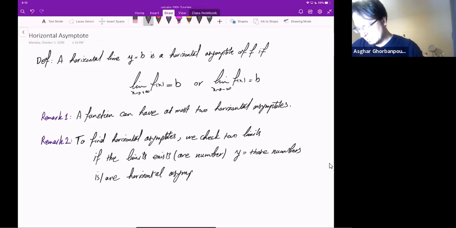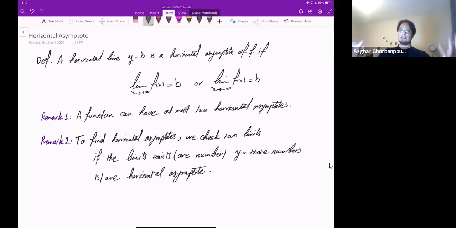It's not like the vertical asymptote. In the vertical asymptote, you have to find the candidates for x and then find the limit as x goes to a, and then you may have infinitely many vertical asymptotes. Look at the tangent function. It has infinitely many vertical asymptotes. Here, you just find two limits. It's easy. If the limit at positive infinity or negative infinity is a number, y equals that number is the horizontal asymptote.